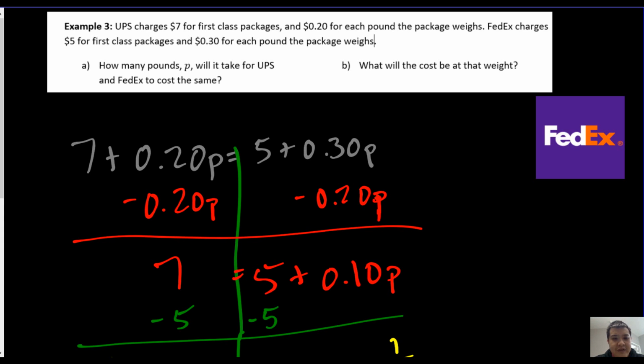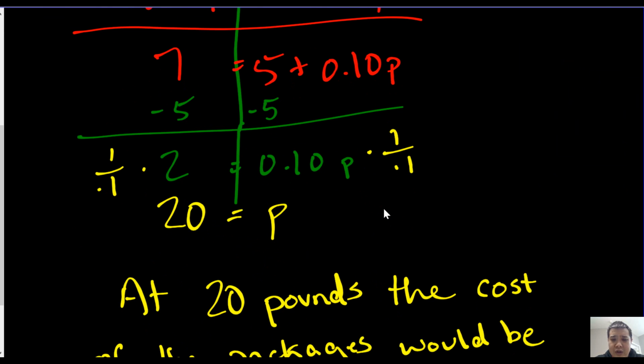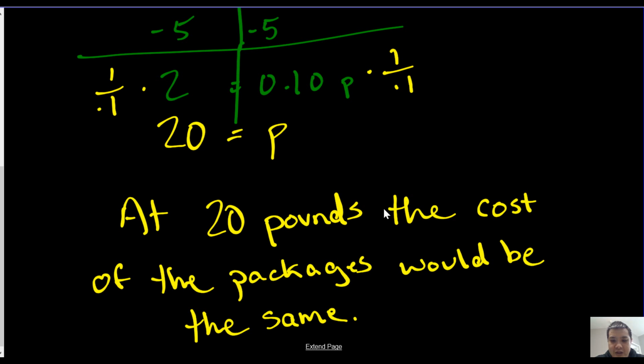What you should set up is 7 plus 0.2p, which is the UPS, equals 5 plus 0.30p. And then if you solve it all the way down, what you should have found is that it takes 20 pounds for the packages to cost the same.